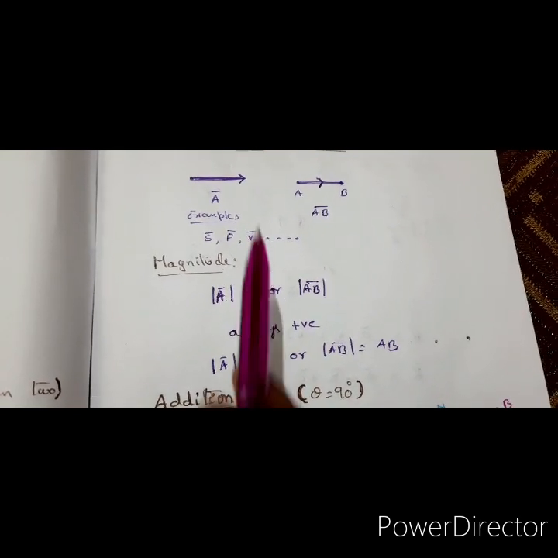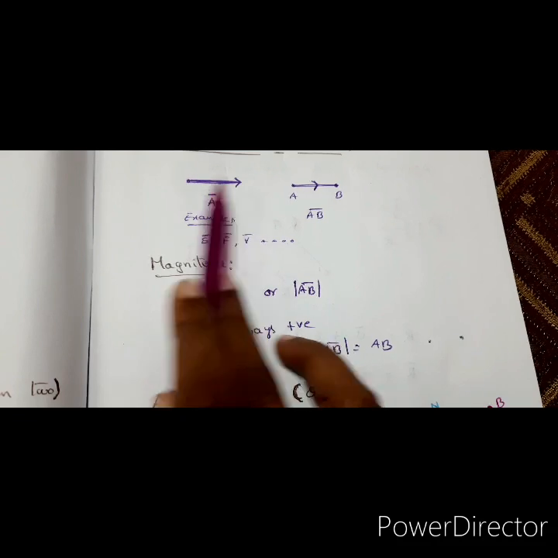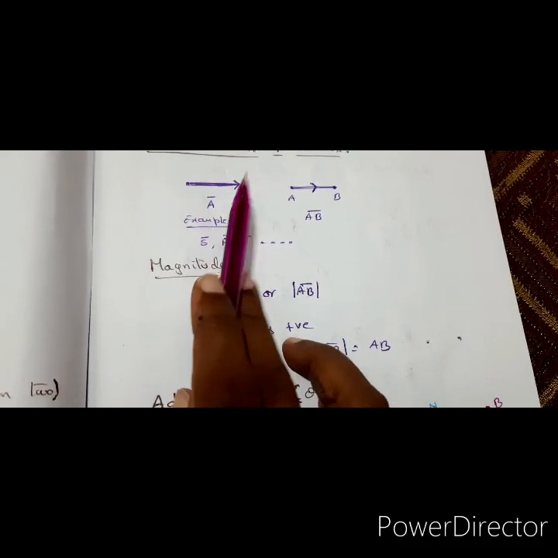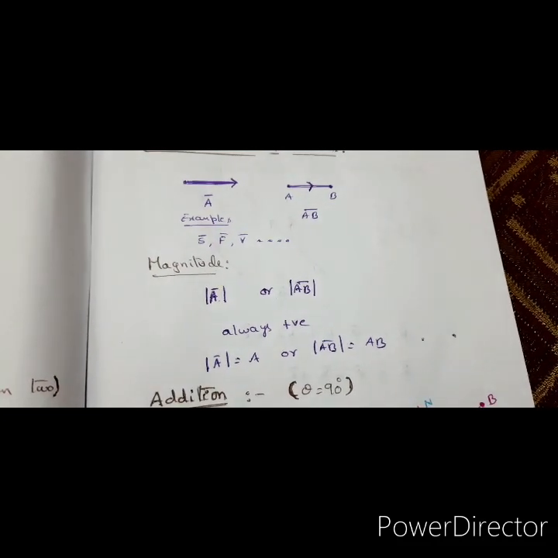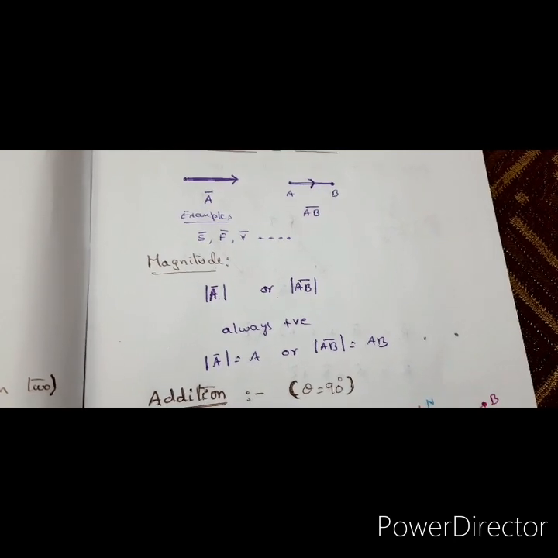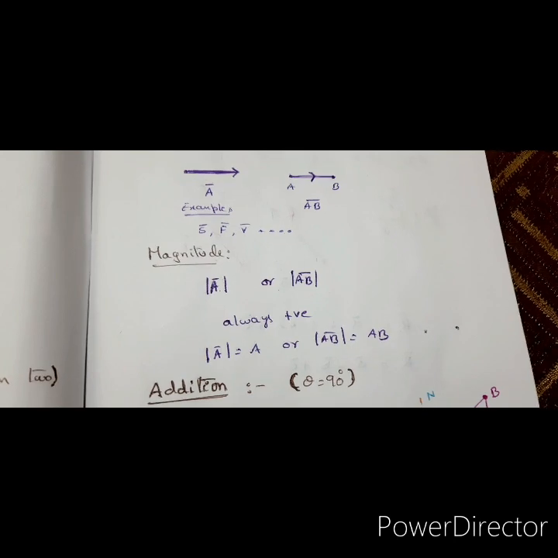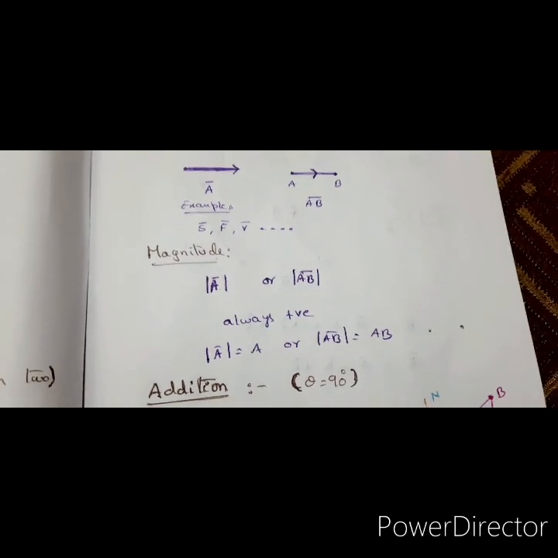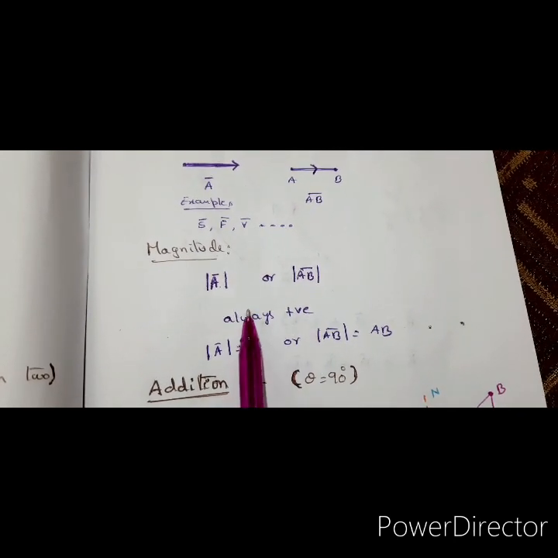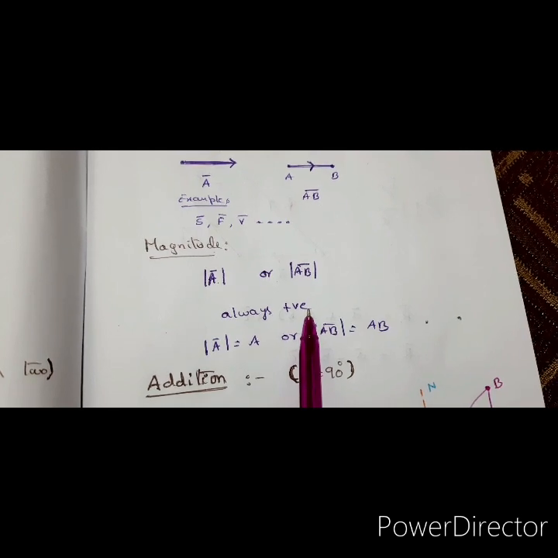Magnitude means the length of the line segment which is representing the vector, or rather we say here, the size of the vector, which is always positive.